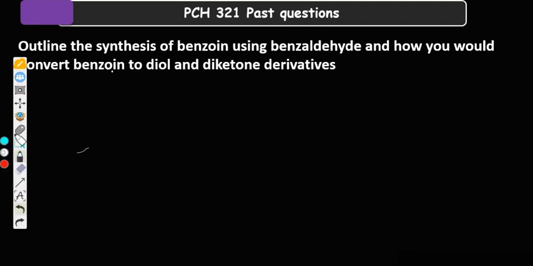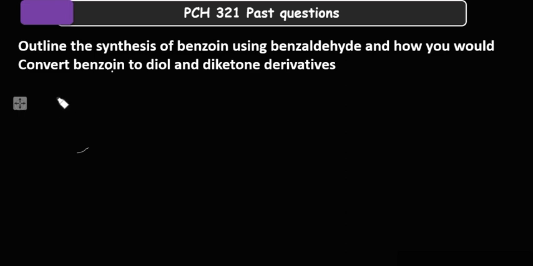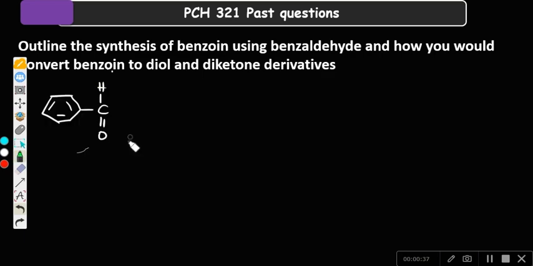So let's draw the structure of benzaldehyde. Benzaldehyde is something like this. Okay, we can draw it this way. And then, of course, you have hydrogen double bond O. This structure here is what we call benzaldehyde.